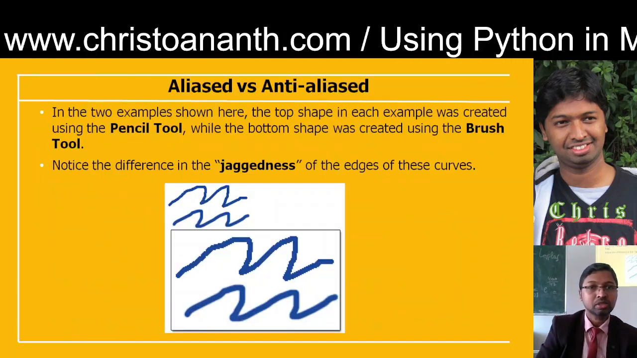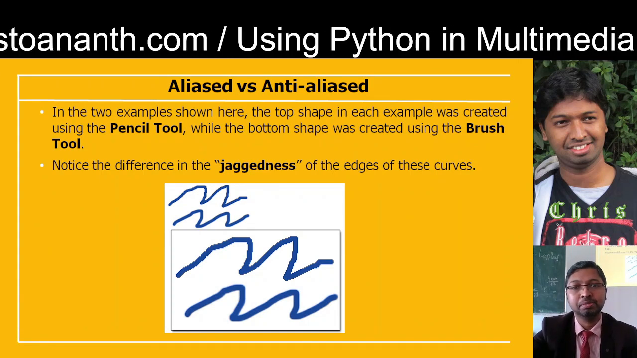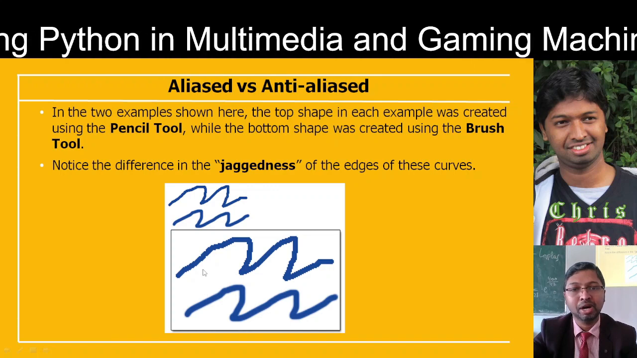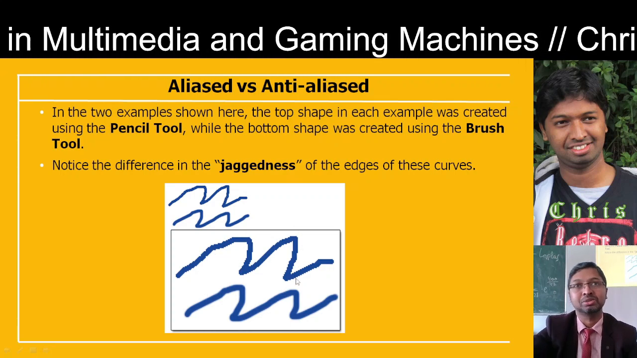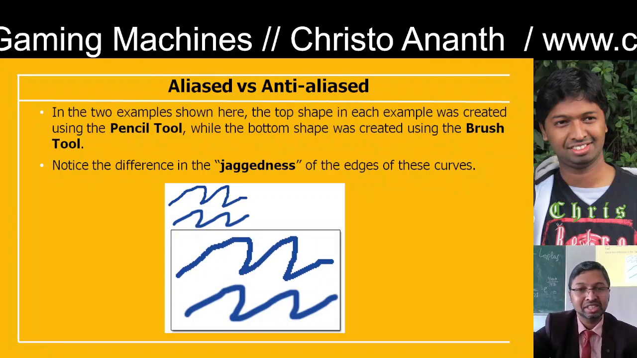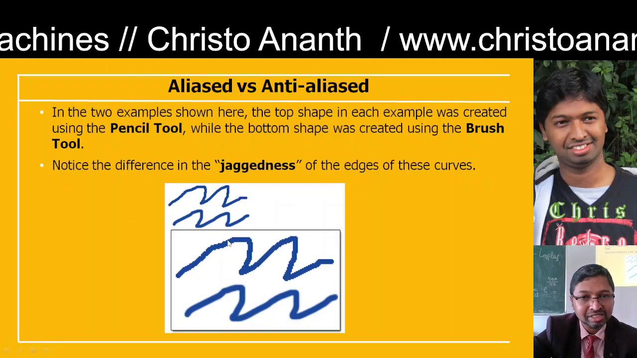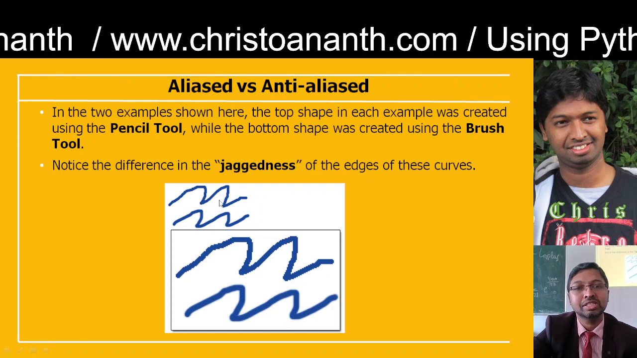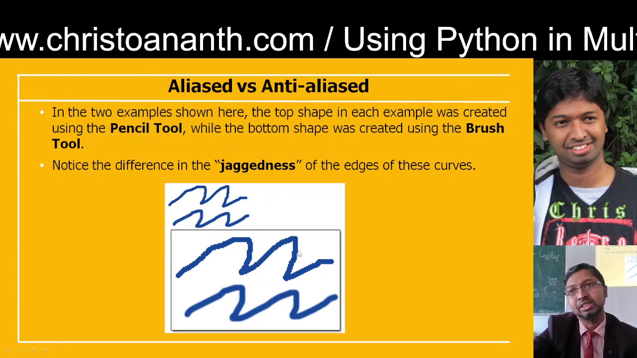Okay. So in the examples like the top shape, okay, that was created using the pencil tool, while the bottom shape was created using the brush tool. So brush it will be like this. Okay, so here if you can see some difference, but this one it's a little bit smooth. Okay, so the difference is nothing but the jaggedness of the edges of the curves.